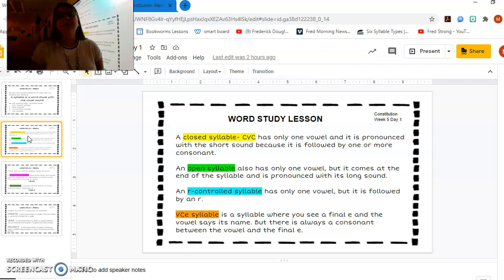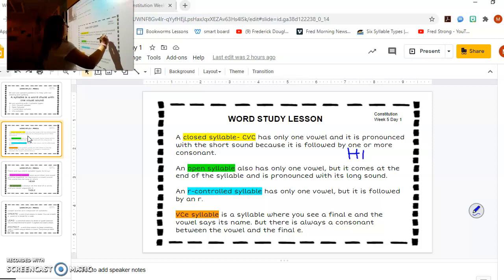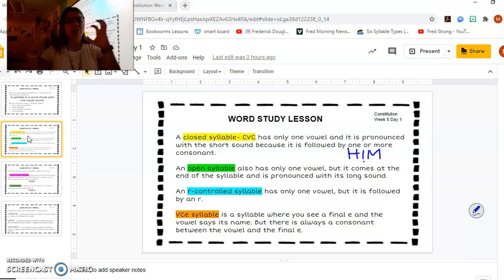So a closed syllable has only one vowel, and it is pronounced with the short sound because it is followed by one or more consonants. So the word hymn is a closed syllable. H-I-M. Hymn. We have the vowel in between 2 consonants. That is a closed syllable. Those 2 consonants are closing that vowel. This is how I always tell my students to look for those closed syllables. Just look for those 2 consonants closing that vowel. That is a closed syllable.